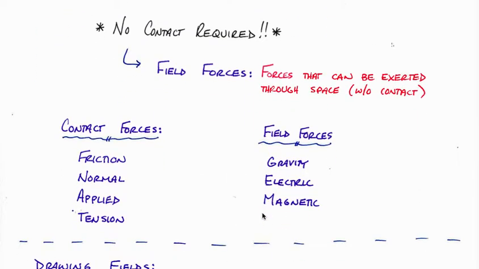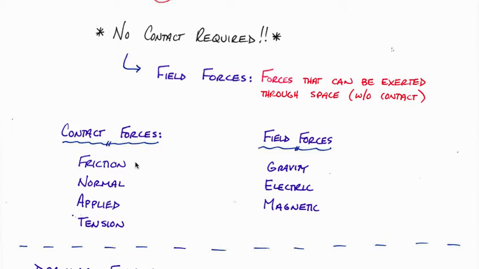So the contact forces are the ones that we've discussed so far: friction, normal force, applied force, tension. The field forces, gravity we've discussed, the electric force we're currently going to begin to look at. There's also the magnetic force. If you've ever played with magnets, you'll notice they're able to affect one another without having to physically touch. So just to begin, just try and understand the idea that there are certain forces in the universe that don't need physical contact in order to exert themselves.